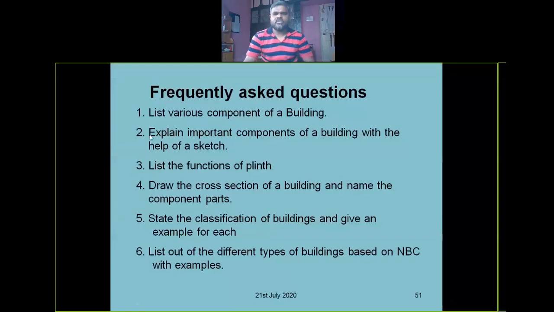Today we have seen the broad classification of buildings. Tomorrow we will see the detailed classification of buildings, like residential buildings further classified, educational buildings further classified. We'll see in the next class.